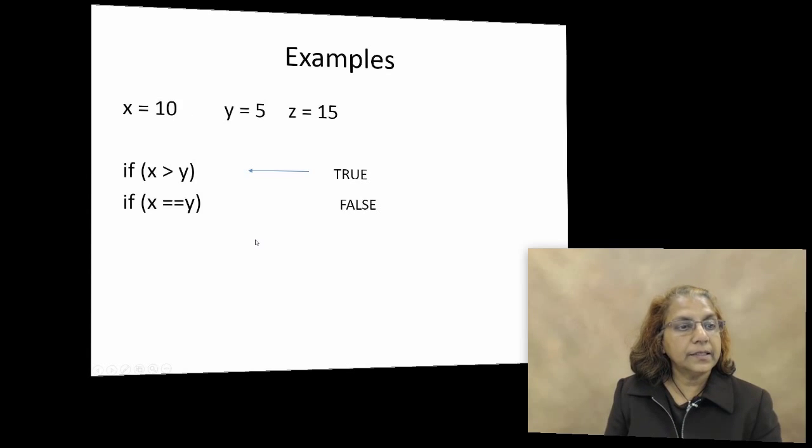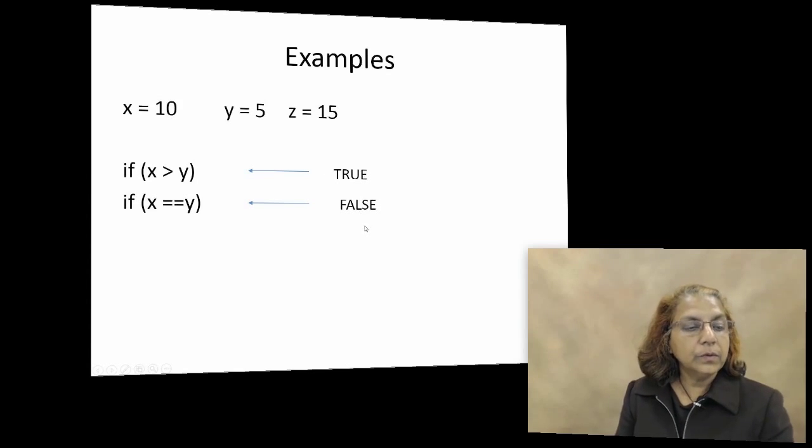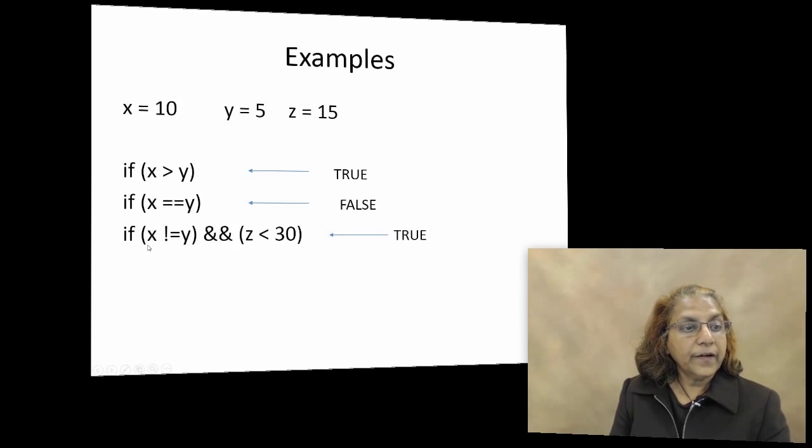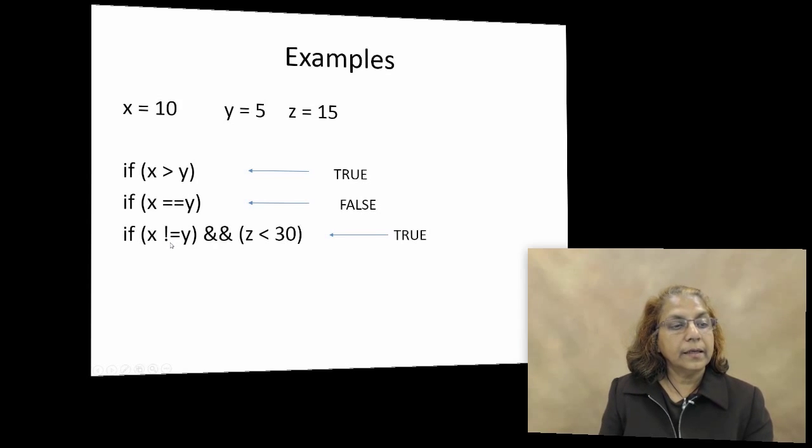Let's look at some other condition. If x equals y, since x is not equal to y, you can see x is 10, y is 5, it will evaluate to false. Let's look at this condition. If x not equal to y and z less than 30, will it evaluate to true or false? So let's examine.